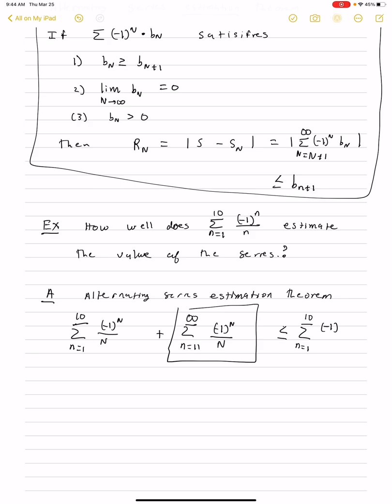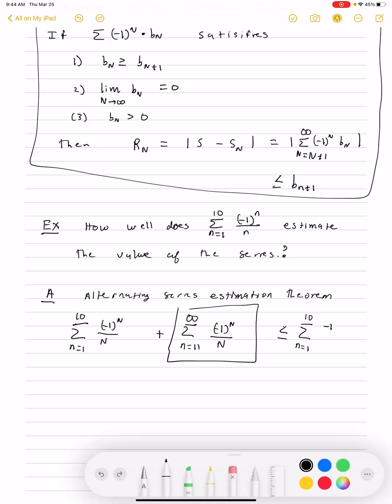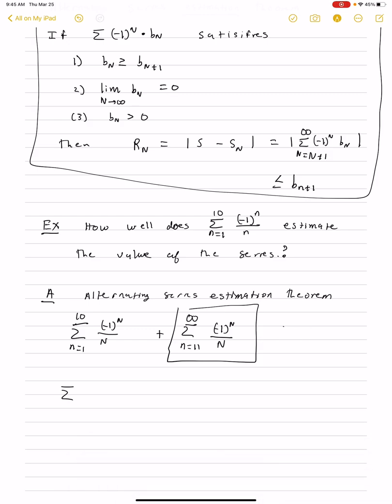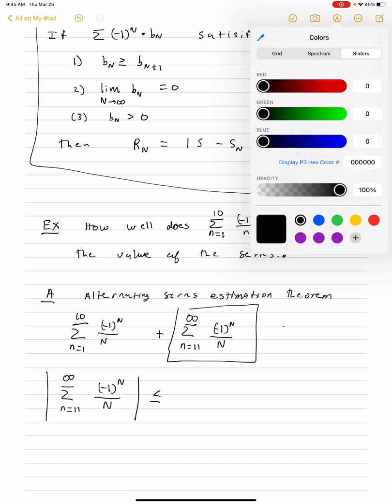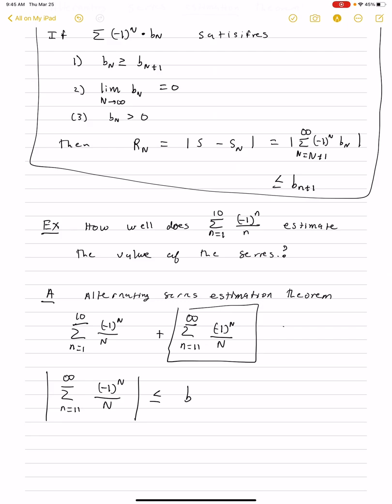Let me explain this another way. So this term, summation from n equals 11 to infinity of minus 1 to the n over n, by the alternating series estimation in absolute value, is less than or equal to b of 11, and b of 11 is going to be 1/11.